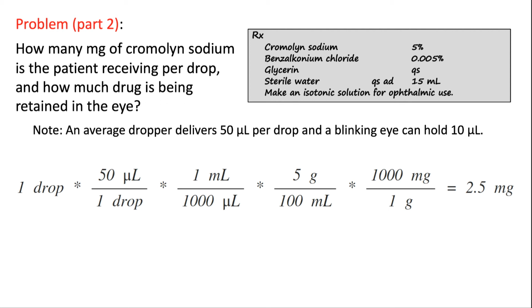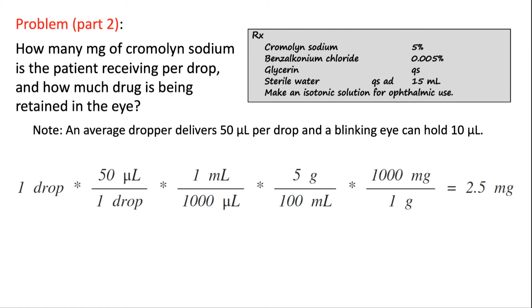And if I do that math all the way from left to right, I should get a numeric answer of 2.5. And remember, the final units are in milligrams. So it's interesting to know that every single drop, based off of the drop size, will be providing me 2.5 milligrams of cromolyn sodium.